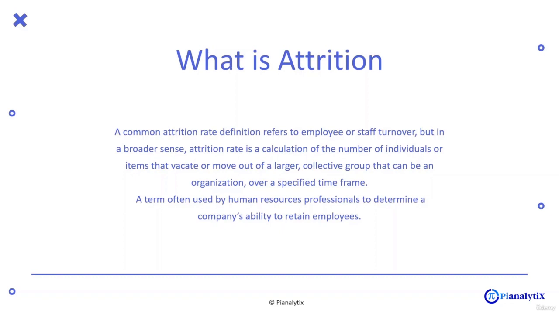A common attrition rate definition refers to employee or staff turnover, but in a broader sense, attrition rate is a calculation of the number of individuals that move out of a larger collective group. You can say that a collective group can be an organization, a company, an NGO, etc. It is a term often used by human resource professionals to determine a company's ability to retain employees.